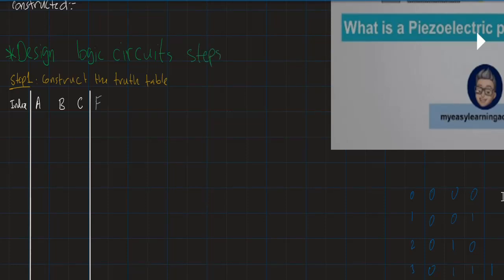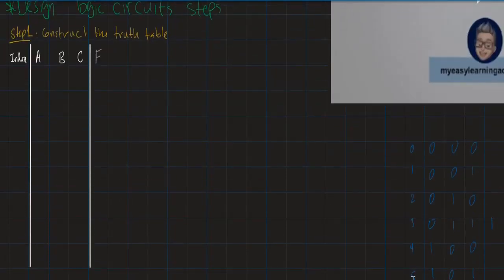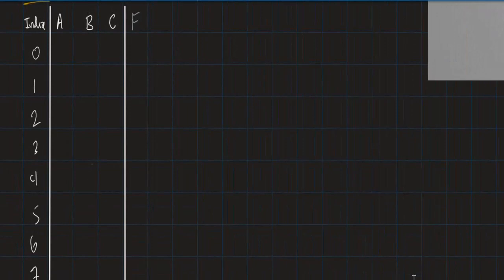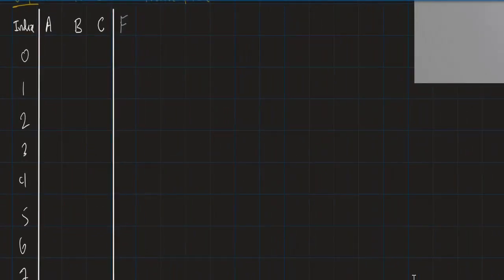So step number 1 would be to construct the truth table, and of course you need to fill this with all the possible inputs, and because we have 3 inputs in here, we know that we will have 8 possible combinations. That's 0, 1, 2, 3, 4, 5, 6, 7. I have it over here, but I will just do it here with you. So as we learned in class, you can fill that by filling the first column would be 0, 1, 0, 1, 0, 1.